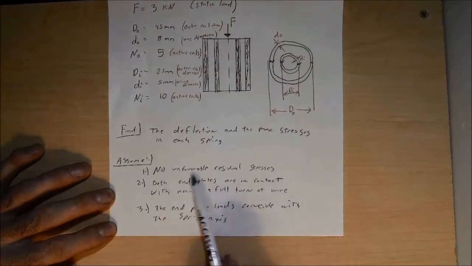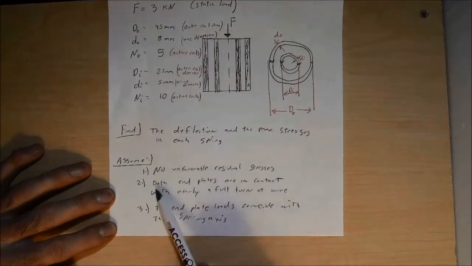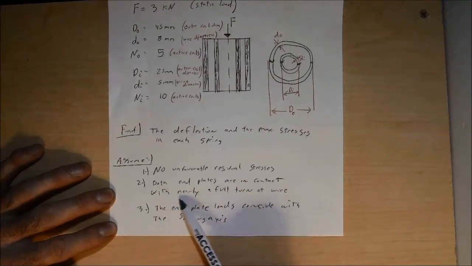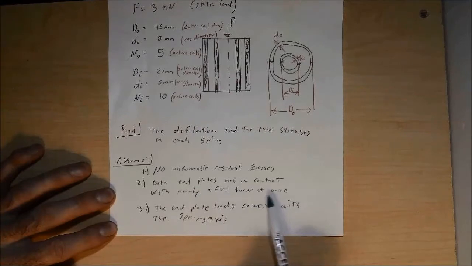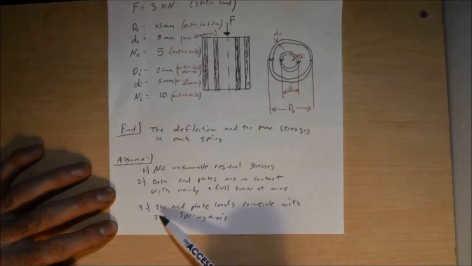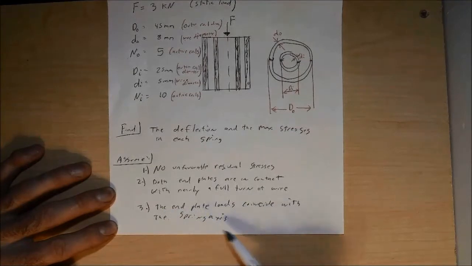First one, no unfavorable residual stresses. 2, both end plates are in contact with nearly a full turn of the wire. So a full turn of that wire is going to be in contact with that loading plate. And then the last assumption is that the end plate loads coincide with the spring's axes.